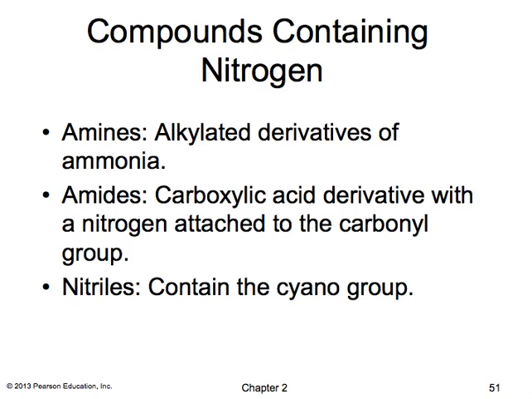Compounds containing nitrogen are amines. Amines are alkylated derivatives of ammonia. Amides are carboxylic acid derivatives with nitrogen attached to the carbonyl group. And nitriles contain cyano groups. So this concludes chapter 2.